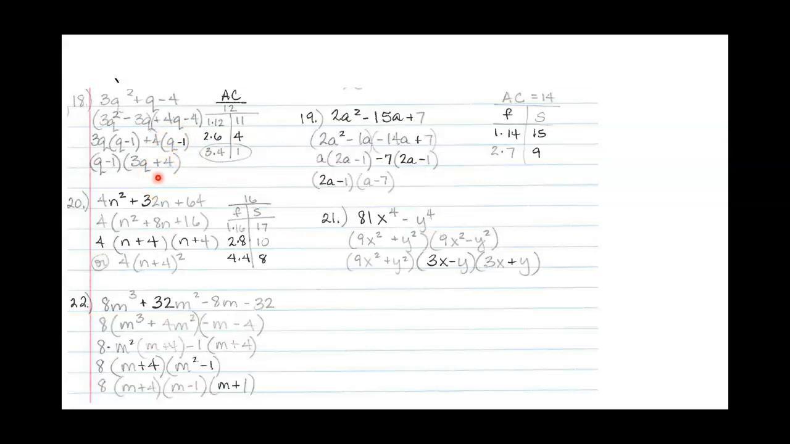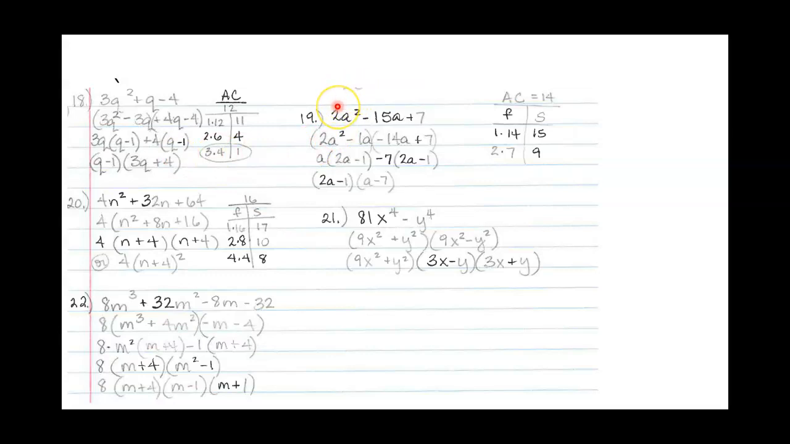Your other option here would have been trial and error. So if you'll notice 3q squared, that has to be q times 3q, and 4 could be 1 times 4, or 4 times 1, or 2 times 2. So I only would have had to try 3 things to find which one would work. So I could do this one by factoring with trial and error as well. All right, then look at 19.